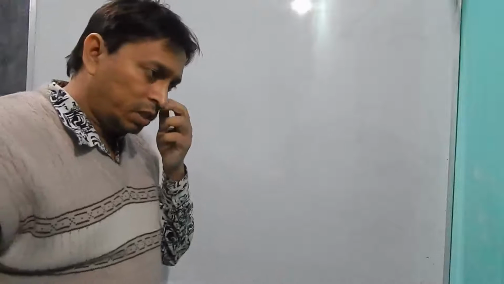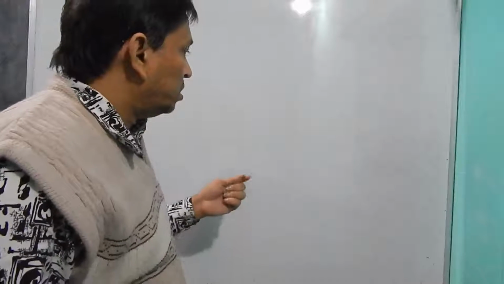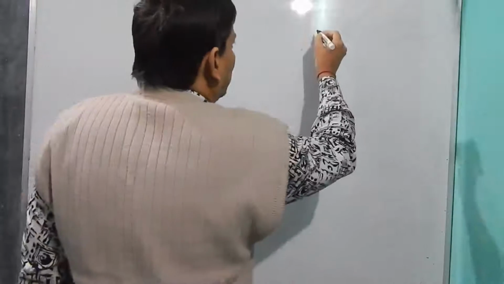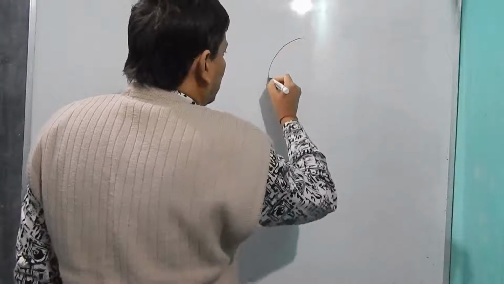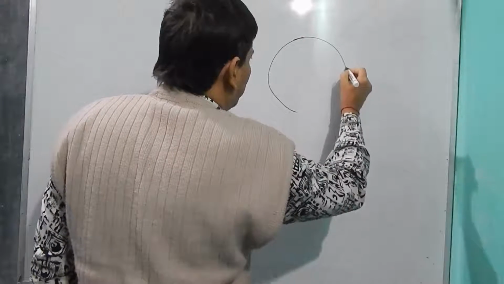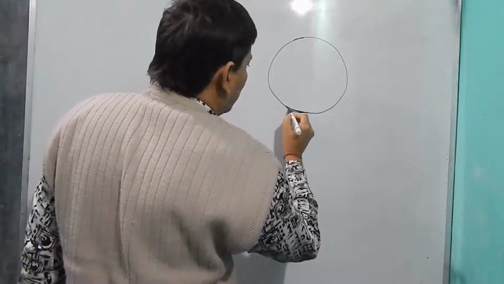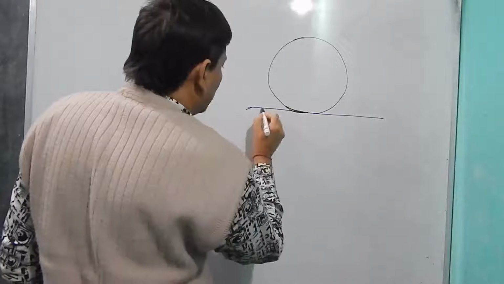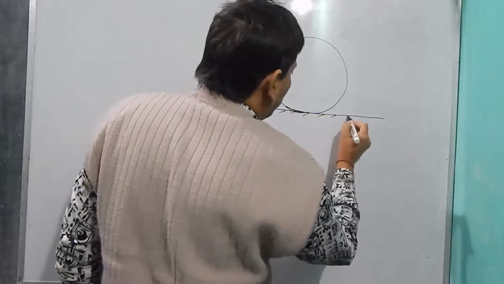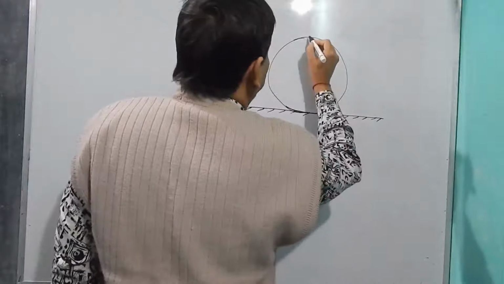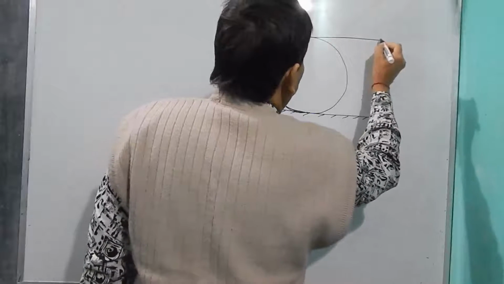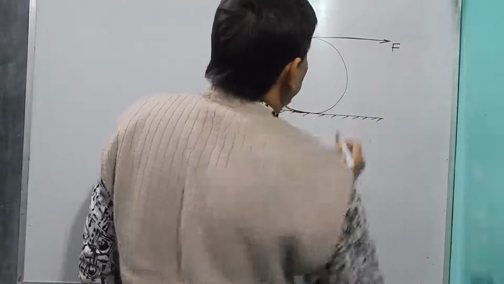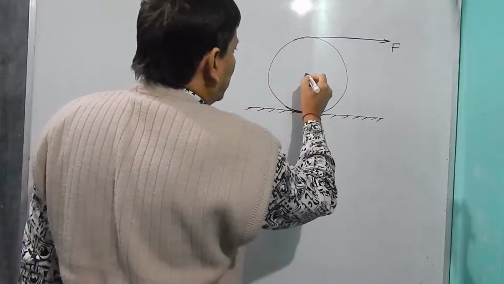Now, say we are interested to find the acceleration of a rigid body when, say, this is a circular rigid body. This may be a disc or a cylinder, and this is the surface on which it is standing. Now, if we are applying the force tangentially, say, in this way. So, we are applying the force tangentially now. This is the center.